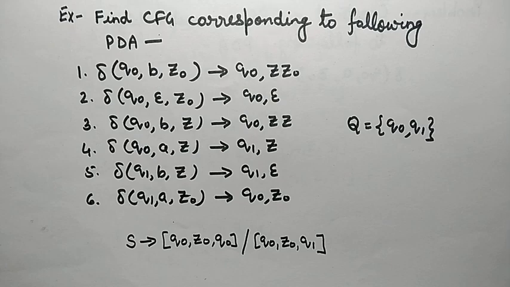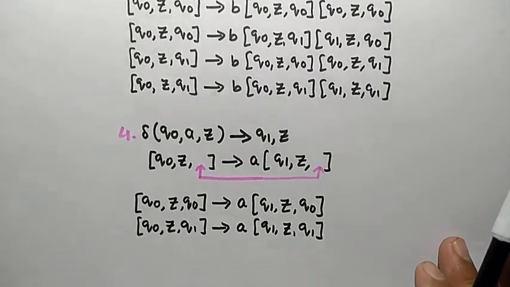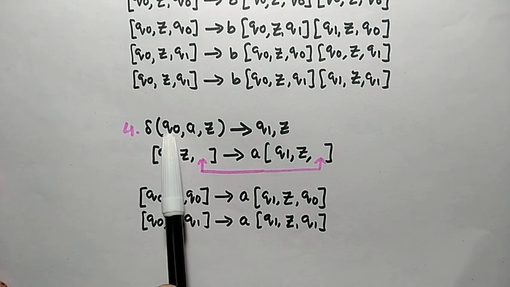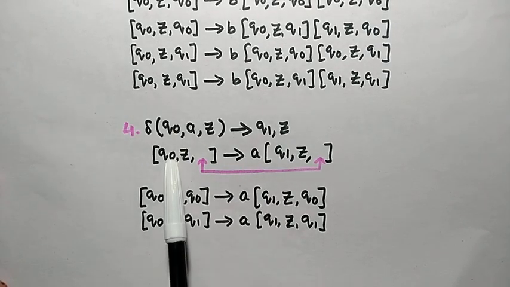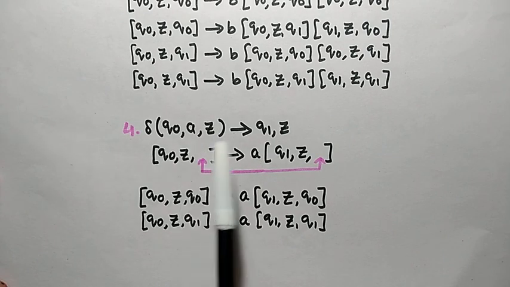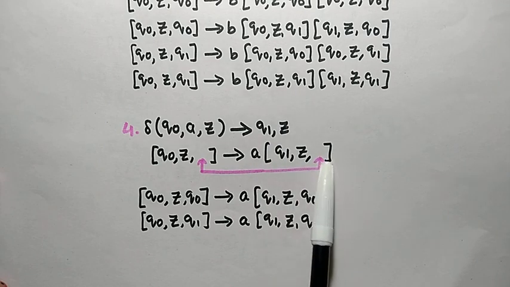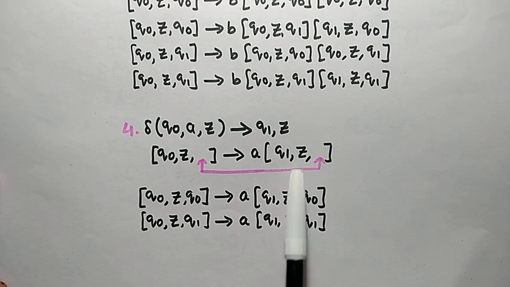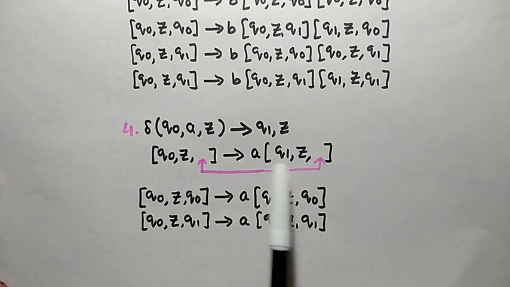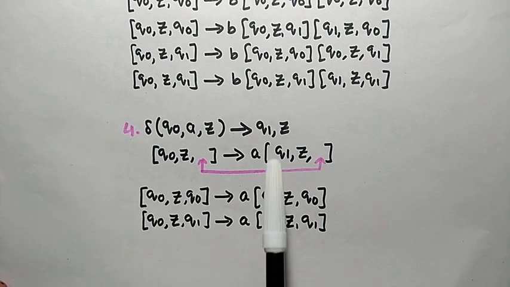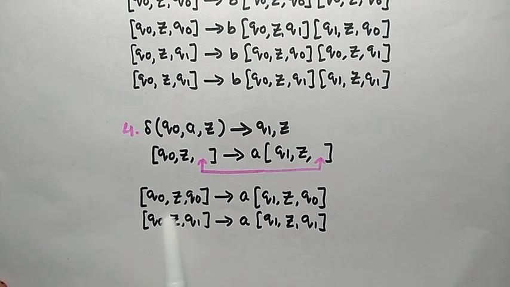And for this transition rule number 4, we will have these 2 production rules. So this is the transition rule. We will write Q0 here, A here, Z here, and Q1 will be written here. And since here is only one stack symbol, there will be only one variable on the right hand side. And these two states will be same. So first we will write Q0 here, we will get this production. Then we will write Q1 here, we will get this production.